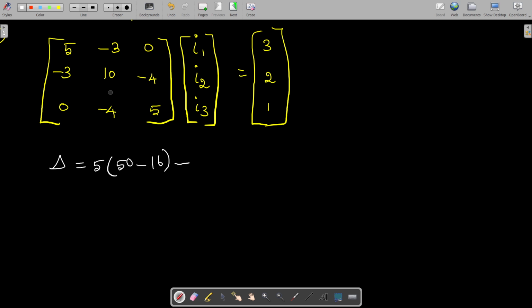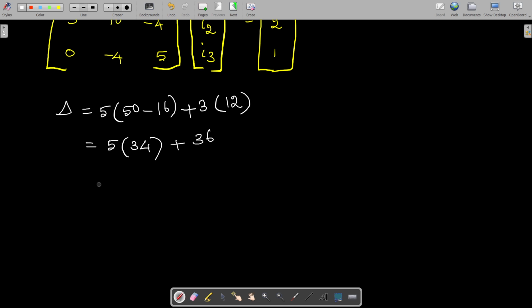then minus, already minus is there, so minus of minus plus 3 into 3 into 4, it is 12 minus 0, then 0 into these things, so it becomes 0. So delta value is equal to 5 into 34, 50 minus 16 is 34, plus 3 into 12 is 36. So 5 into 34 is equal to 170 plus 36. So that is equal to 206. So the del value is equal to 206.